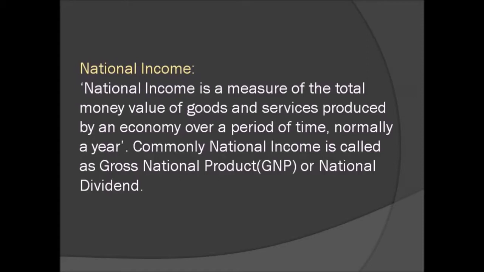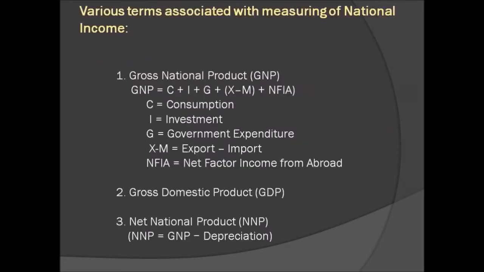And this manufacture of goods and services might be within the domestic boundaries of a country or outside the country, but it must be by the resident of that country. The national income is commonly called as gross national product or national dividend. Here are the various terms associated with measuring of national income.